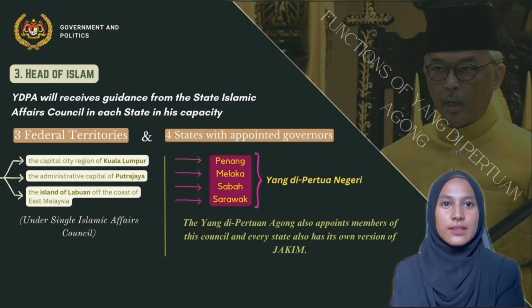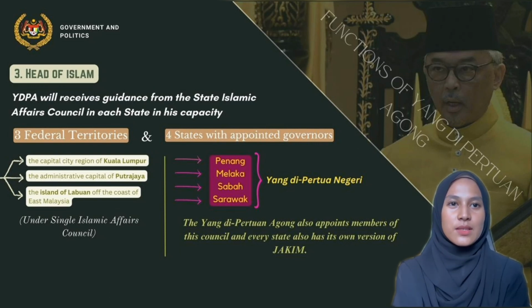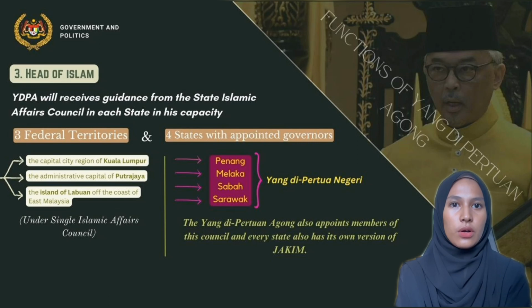Thank you, Arifa. So this is my turn to talk about the third function of the Yang di-Pertuan Agong as Malaysia's Head of State. But first, let me introduce myself. My name is Alia Naseha binti Mazlan. So the third function is that the Yang di-Pertuan Agong is also the head of Islam in his own state.